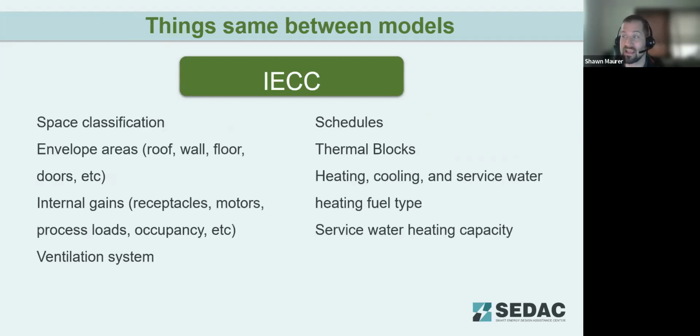Things that you want to find the same between the IECC proposed versus reference designs. You should have the same space classifications, envelope roof areas, internal gains as far as receptacle loads, motors, process loads, occupancy patterns, the same ventilation system, the same schedules applied to those ventilation systems and lighting systems. Thermal blocks should be the same between the two models. Heating, cooling, service water, fuel types should be the same, and the capacity of the system should be the same.